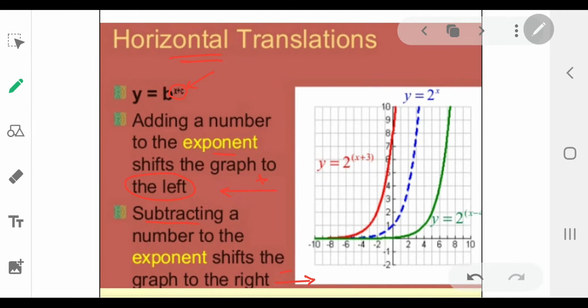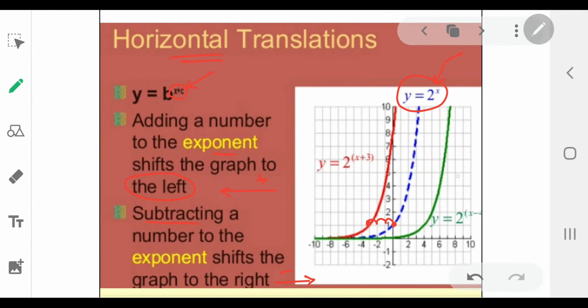Let's see this over the graph here. y is equal to 2 to the power x. This is the original graph. If I add 3 to the x, now the function becomes y equals 2 to the power x plus 3. I added 3 to the exponent. Now the graph is going to be shifted 3 units to the left. If this is the y-intercept of the original one, you count 1, 2, 3. This will be the new point of the new graph after translation 3 units to the left.